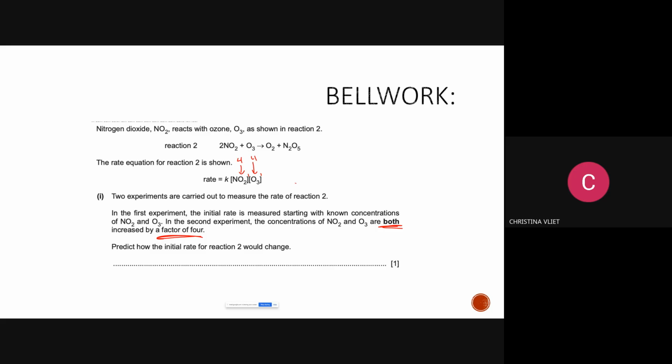So it ends up becoming rate equals k, 4 to the first, because it's to the first power, 4 to the first, because it's to the first power again. So you'd have 4 times 4 would be 16. So the initial rate would change by a factor of 16. The k doesn't change, but the concentrations change.